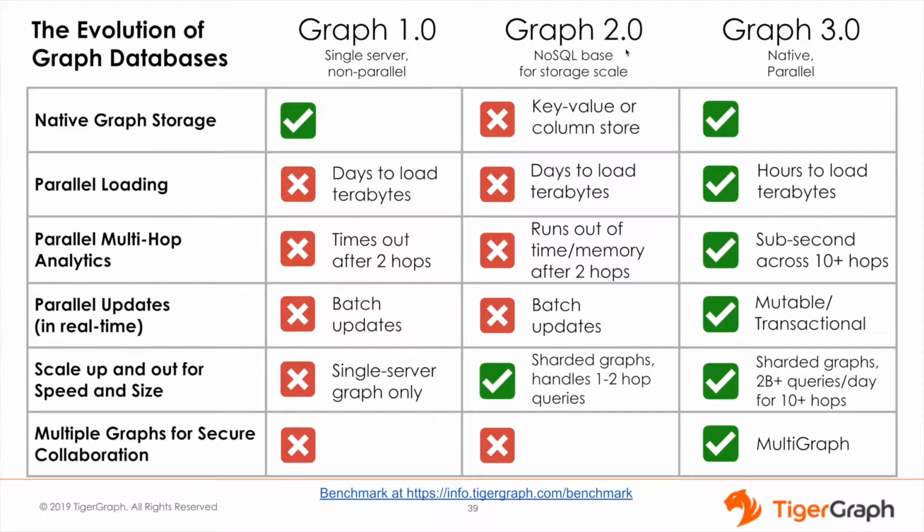The next stage in development addressed the scalability problem by using NoSQL technologies for storage. Graph 2.0 technologies such as DataStax are built on top of key-value or column-based stores such as Apache Cassandra. They solve the data loading problem. You can load terabytes of data into Graph 2.0 technology. However, since it doesn't use native graph stores, Graph 2.0 does not perform well at deep link multi-hop queries.